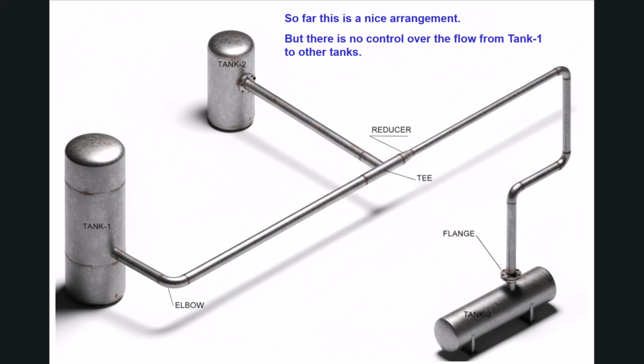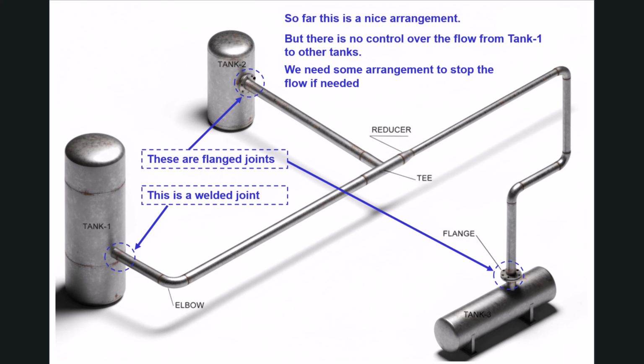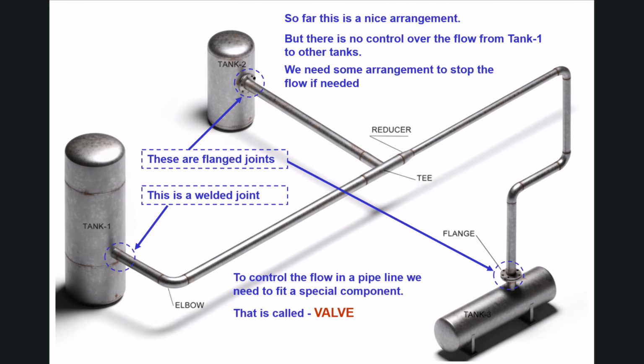So far this is a nice arrangement, but there is no control over the flow from Tank 1 to other tanks. We need some arrangement to stop the flow if needed. These are flanged joints. This is a welded joint. To control the flow in a pipeline, we need to fit a special component that is called a valve.